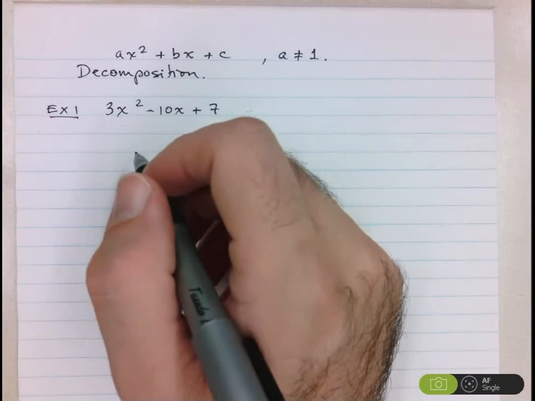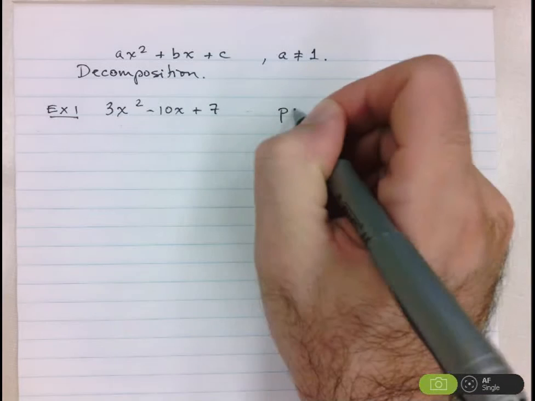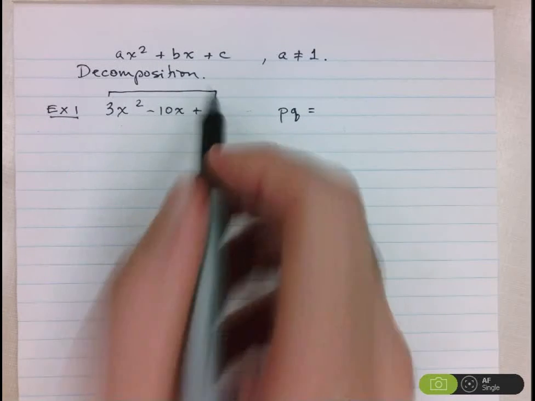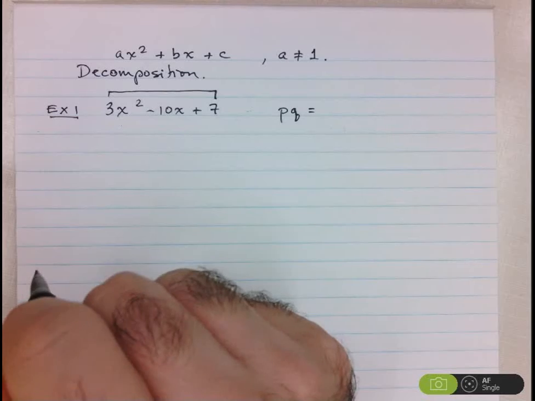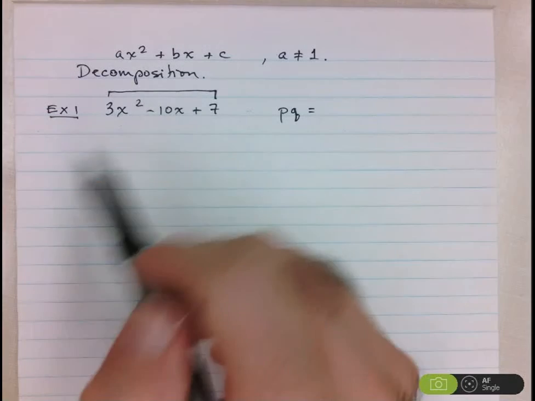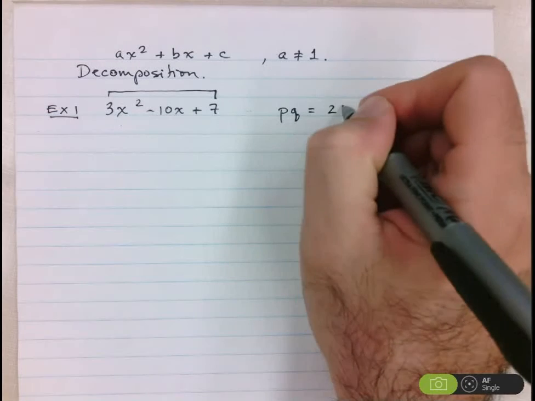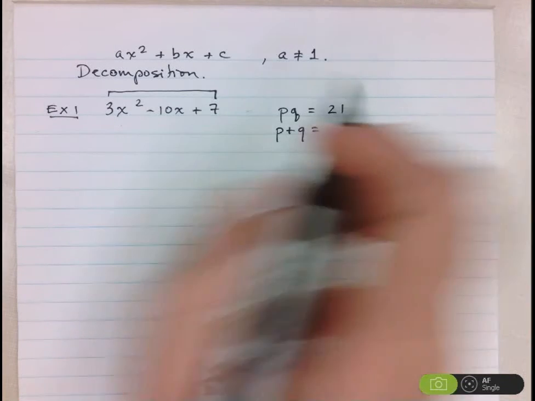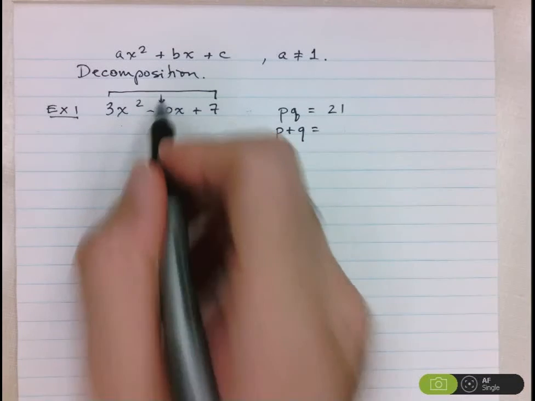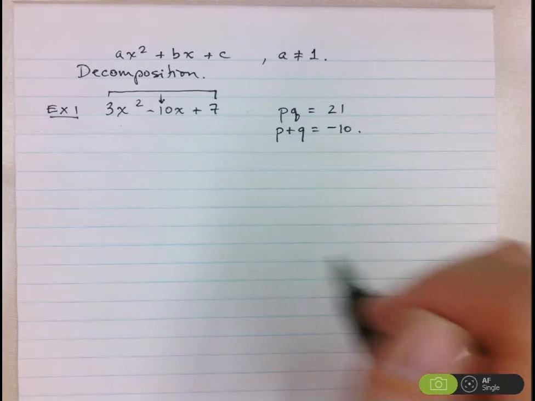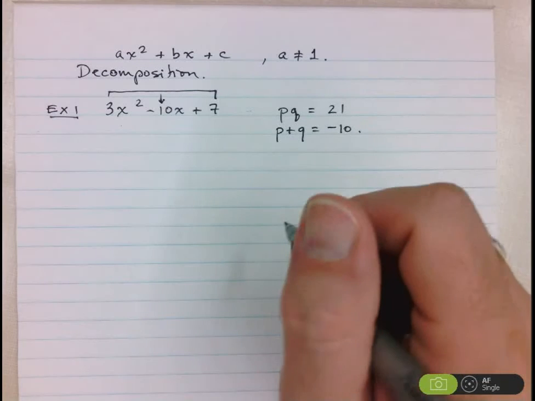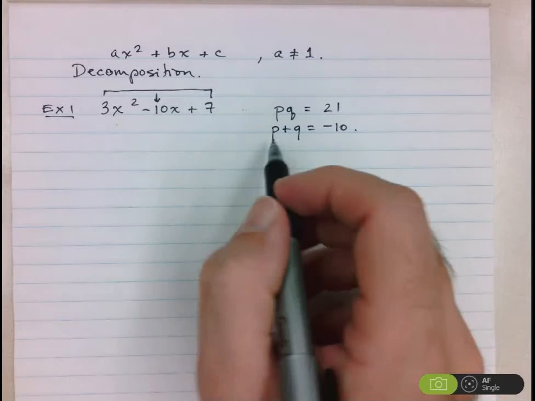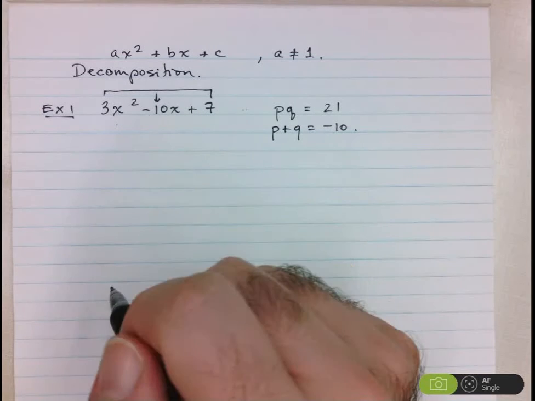Okay, our first step is to find two numbers, and these two numbers have to multiply to the product of the first and last coefficient. In other words, the product of a and c. So we look here, 3 times 7, so the product of these two numbers has to be 21, and these two numbers also have to add up to the middle coefficient b, which is -10. So the first step in doing decomposition is to find two numbers that multiply to a times c and add up to the coefficient b. In this case here, -10.